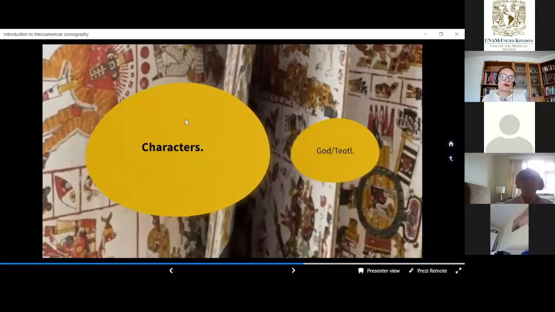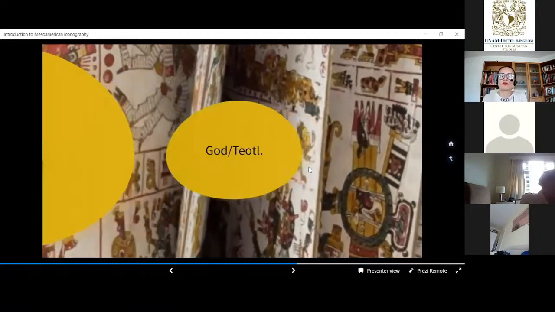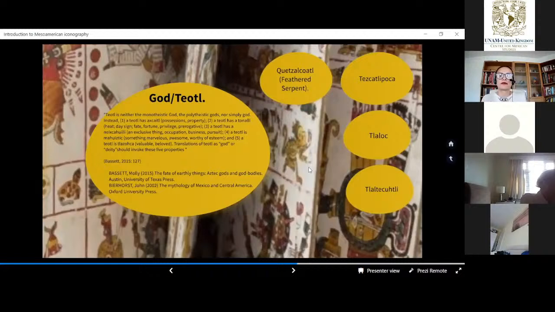Now, in these iconographic documents, something very important appears, and that is the gods. The gods are actually very controversial in the study, because normally, as I told you, the first person who really tried to identify these gods was the German researcher Eduard Seler. But he tried to approach them in a very westernized way. Based on the Spanish sources of information, he wanted to see the gods like an individual person, an individual creature that is unique. It has a unique identity.